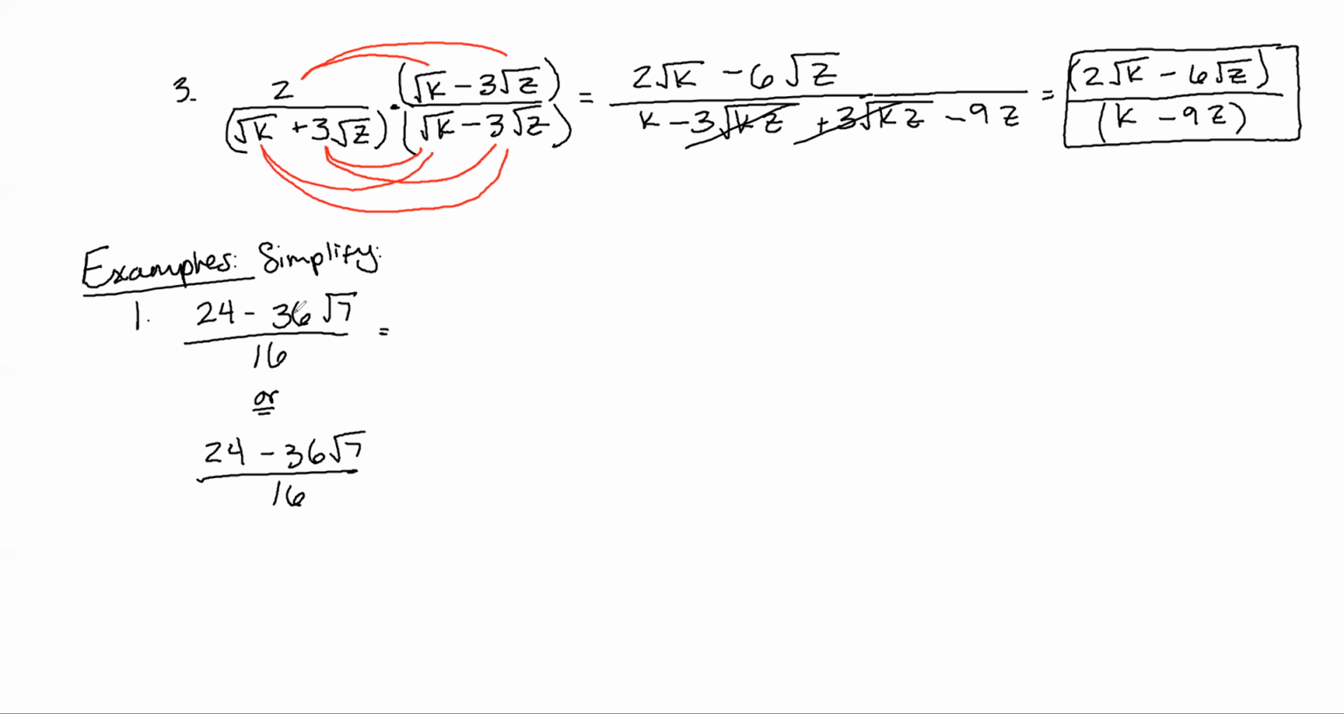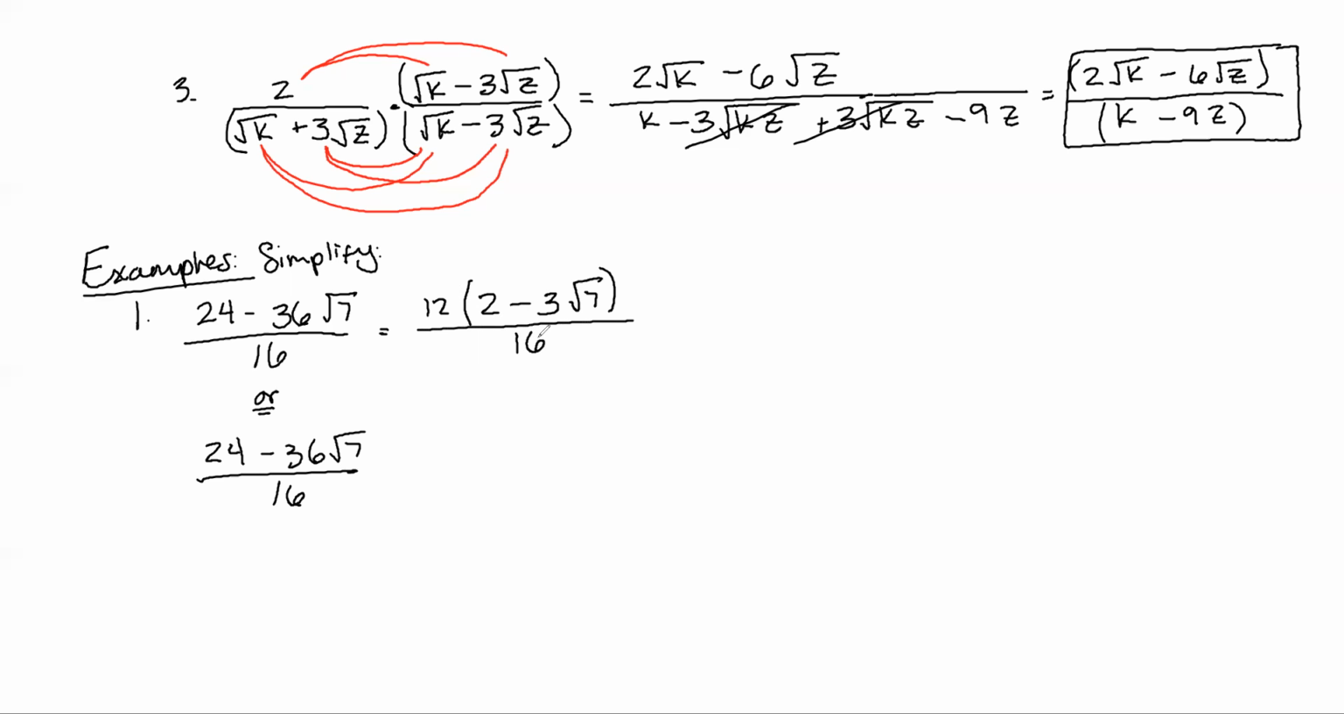24 and 36 are both divisible by 12. So if I take a 12 out, we're left with 2 minus 3 square root of 7, do not touch the square roots, over 16. And now I can go ahead and reduce the 12 and the 16.